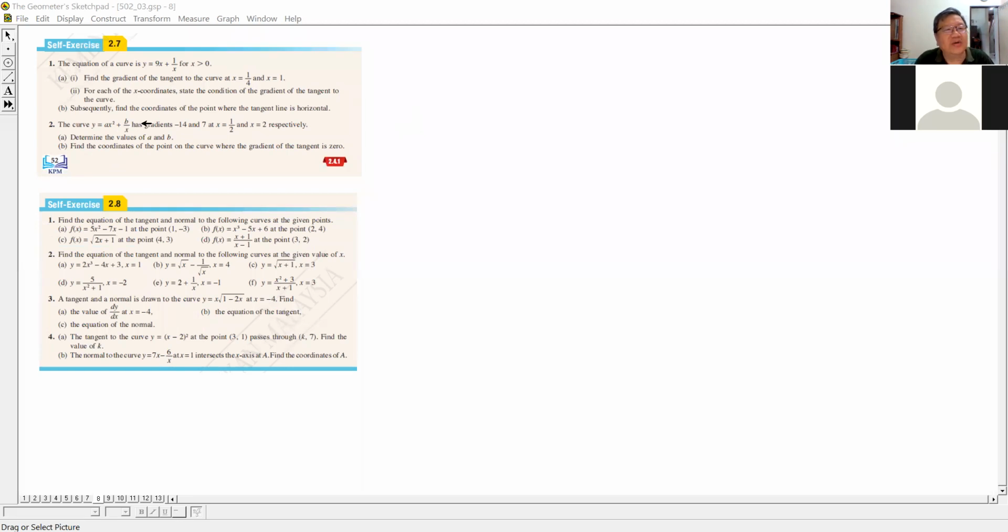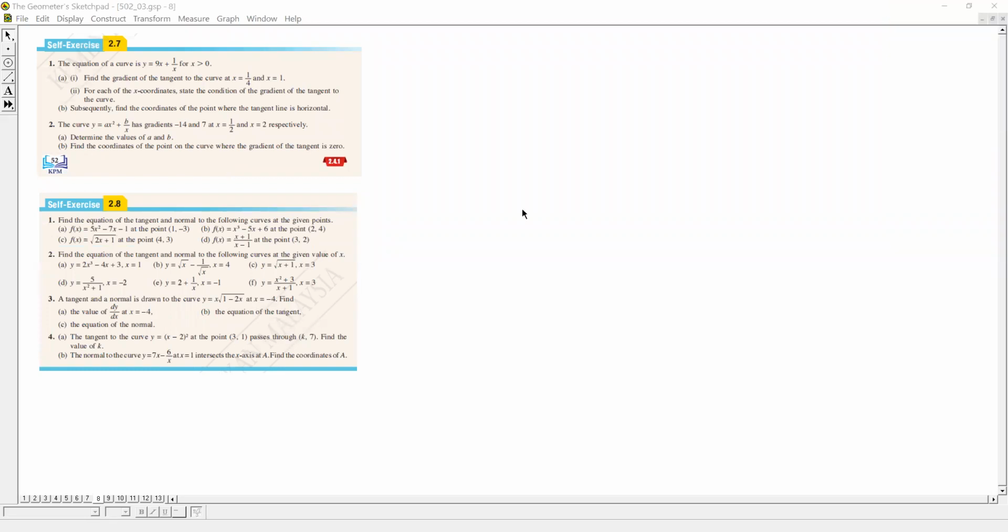But before I show you this type of question, please try number 1a and number 1b. Both need you to find the tangent and normal, the equation of tangent and the equation of normal. Try number 1 first, self exercise 2.8, number 1a and 1b.